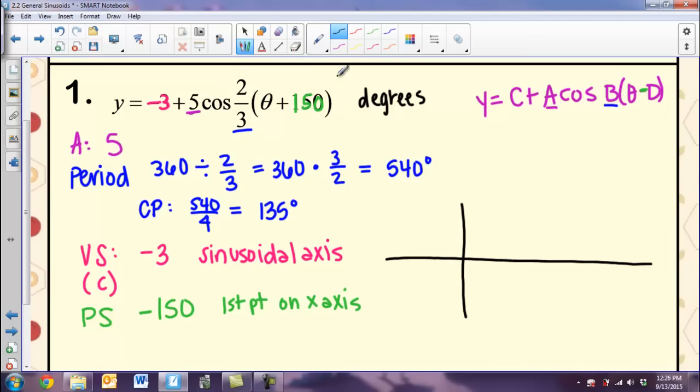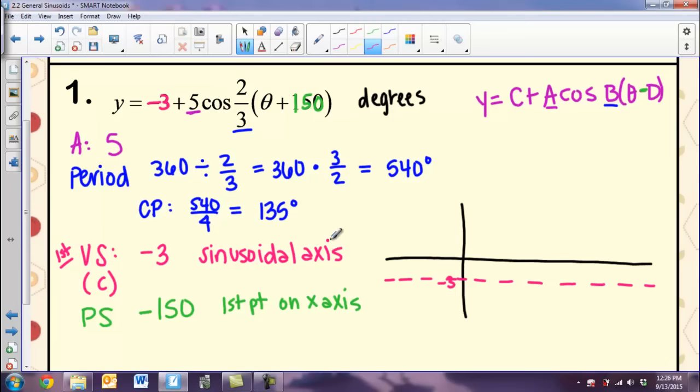So the first thing that I am going to do is your sinusoidal axis. Okay, that up or down shift. And so I know it's at -3. So I'm going to go down, mark off on my y-axis -3, and I'm just going to draw a horizontal line to tell myself that is my new middle line.